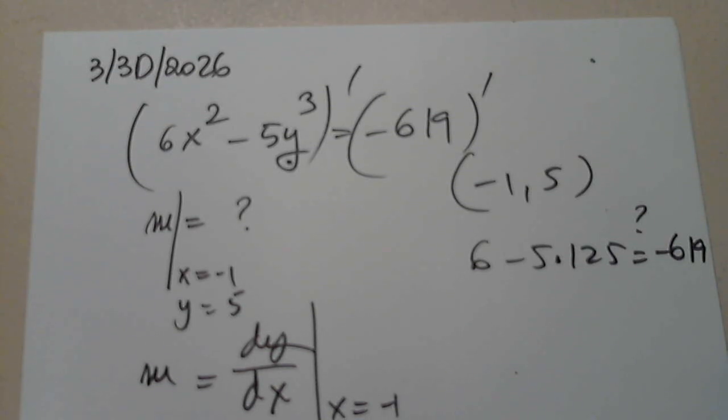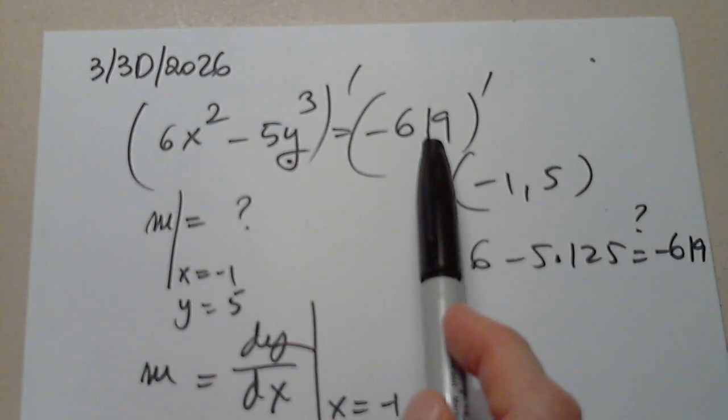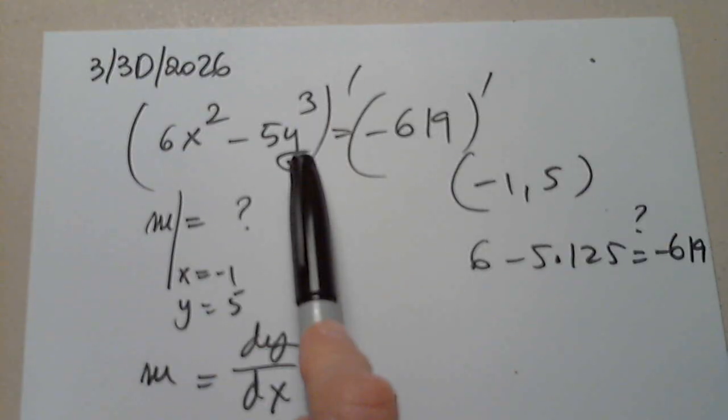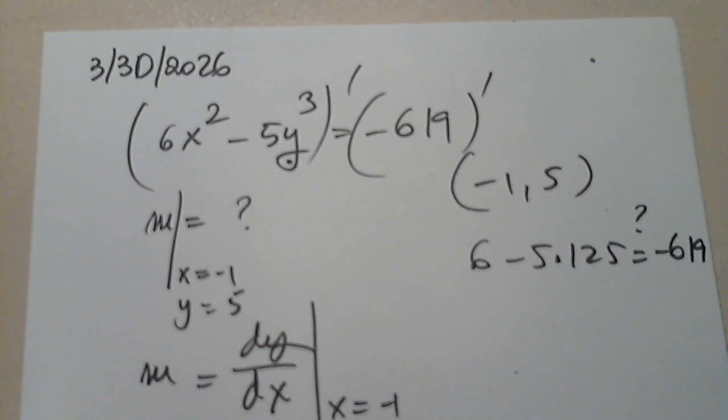Okay? So we are differentiating both sides. Y is a function of x. And when we determine dy over dx, that is the slope. And they're asking us to evaluate it when x is -1 and when y is 5. So far so good? Is it okay so far?